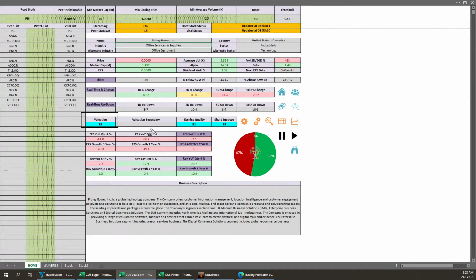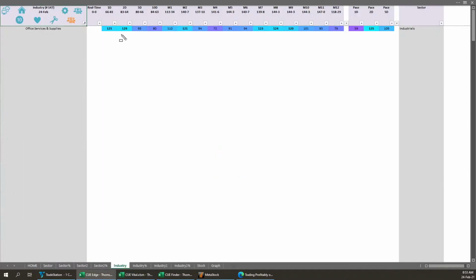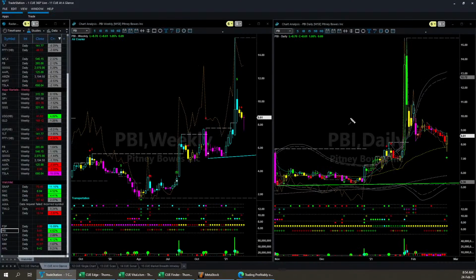It has great valuation, not high earnings growth, but great valuation, robust earnings quality, short squeeze potential. And if we look at the industry, great industry in terms of strength in recent days as well as acceleration. So the industry fundamental both allows me to buy, and see the chart.